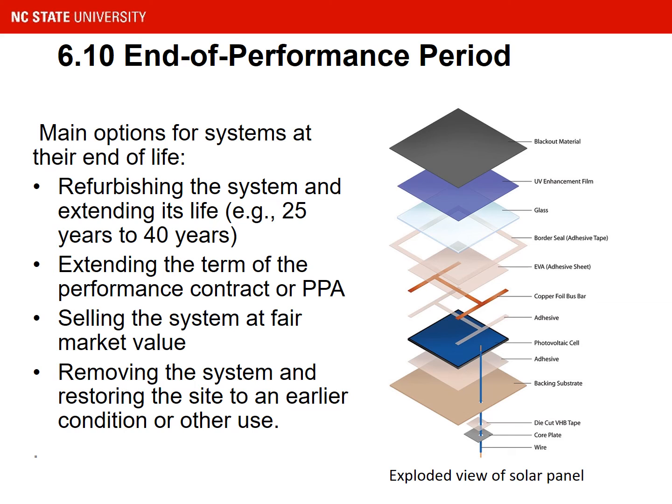Section 6.10 covers end of performance period. There are four main options for systems at the end of their life. Option 1 is refurbishing the system and extending its life. There are estimates out there that a refurbished system that's been in service for 25 years can make it over 40 years. Option 2 is extending the term of the performance contract, or PPA.